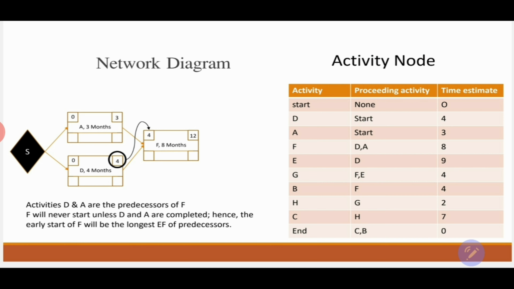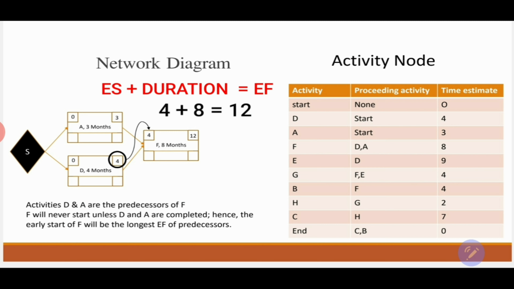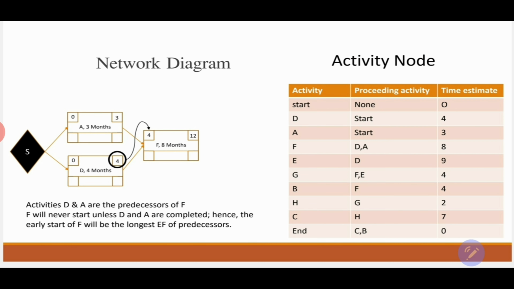Simple math again, we use the same equation: early start plus the duration will give me the early finish of the activity. So how early can I start activity F? I'll start it at 4, because this is the early finish of activity D. Then 4 plus 8, which is the duration of activity F, and the value will be 12 months for the early finish of activity F.